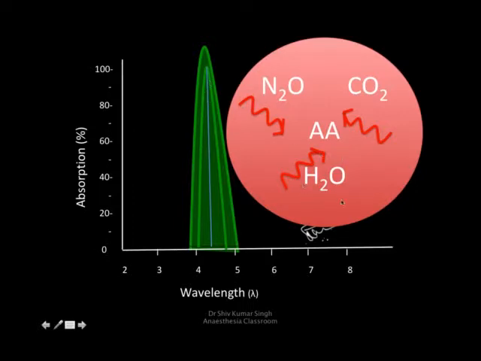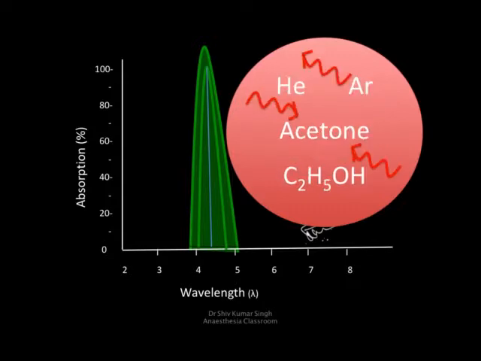Water is present in abundance in our breath, and that's why we have a chamber which collects the water, which does not go to the analyzers, so it is taken off from this. But it's not just the substances which absorb infrared light that can cause collision broadening. Non-infrared absorbing substances like helium, argon, acetone, alcohol can also affect these measurements. So we have to be careful.